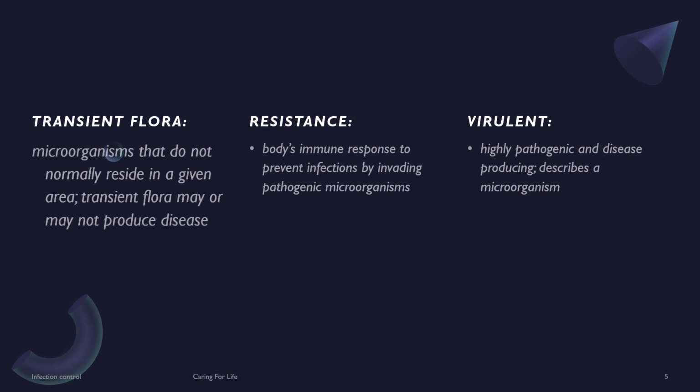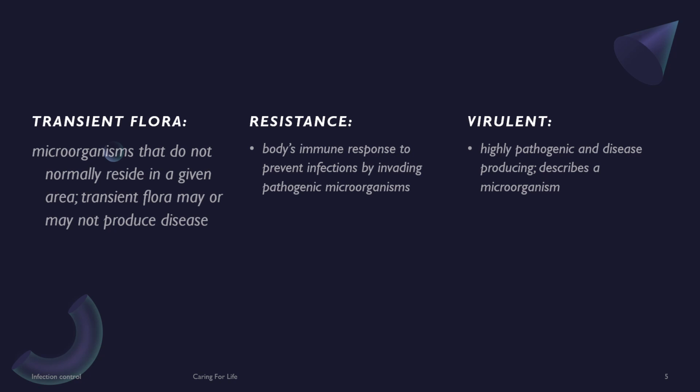All right, so here are some basic terms. Transient flora are microorganisms that do not normally reside in a given area. They may or may not produce disease, but they're moving around. We have normal flora in our body that helps with our normal body systems, but sometimes you can have these transient ones, and they may or may not cause disease. Resistance is your body's immune response to prevent infections by invading pathogens. And virulent is something that's highly pathogenic and disease producing.